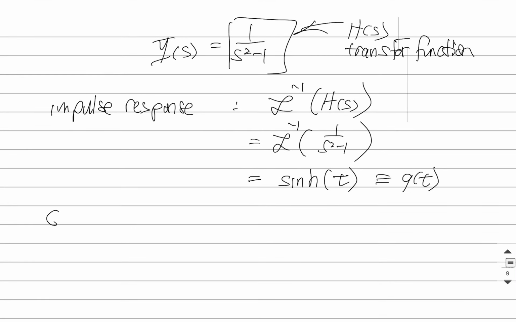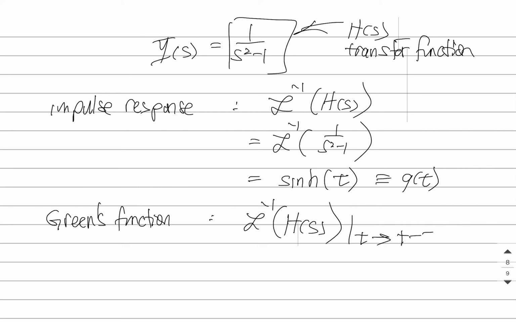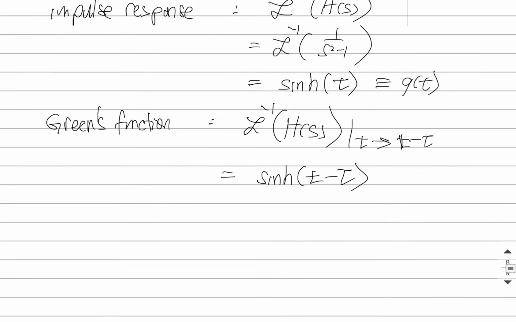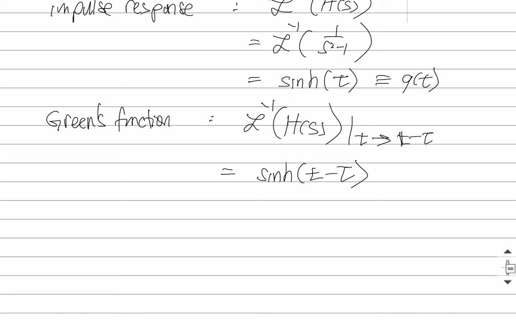The Green's function then is just the impulse response shifted to t minus tau. So it would be the sinh function at t minus tau. And then we have everything we need to know.